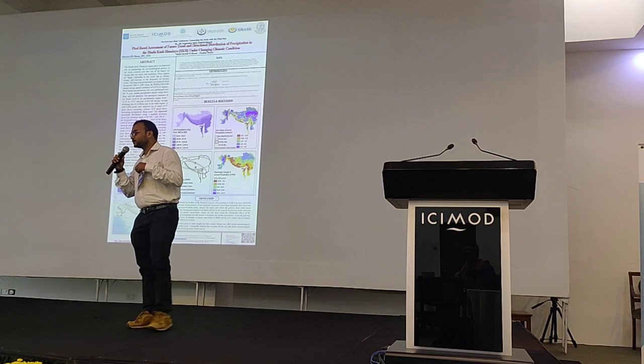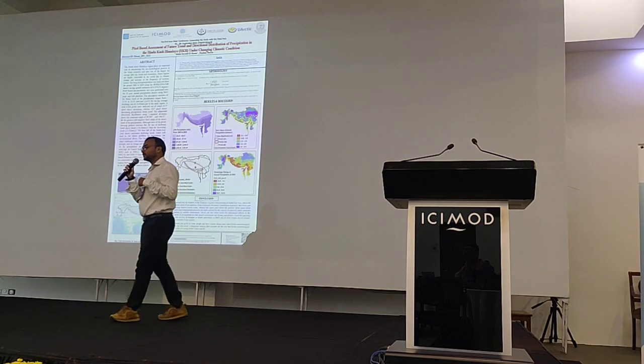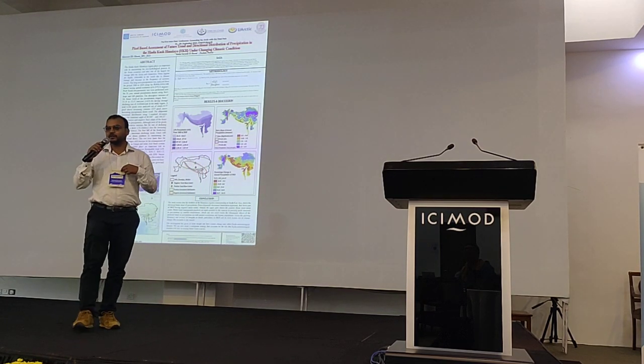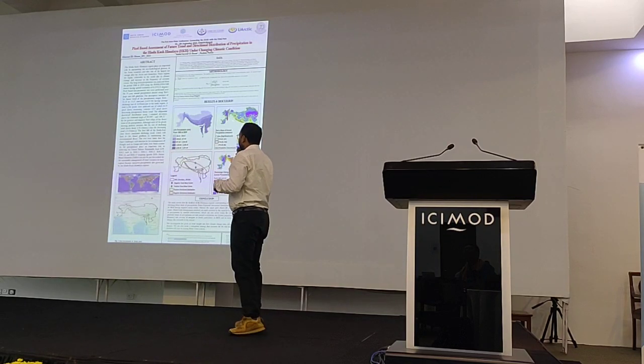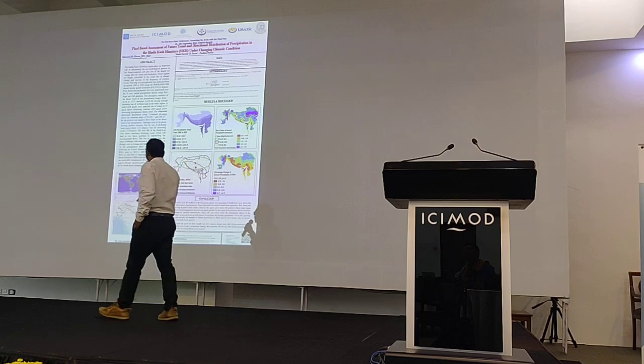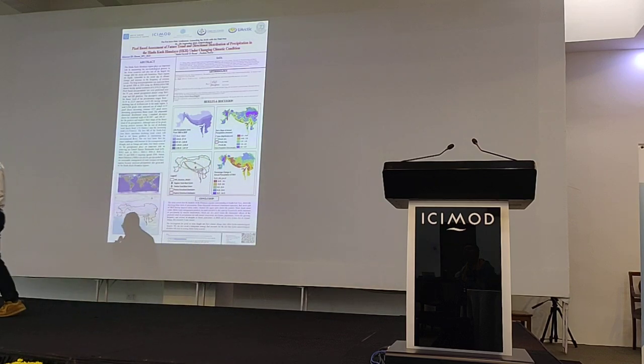Before starting my presentation, I am Mohammad Saidul Hassan, an early career researcher. My research topic is pixel-based assessment of future trend and directional distribution of precipitation in the Hindu Kush Himalayan region. This is important because most of the colleagues here are from different backgrounds, so before taking up the topic, I have to clarify a few things.